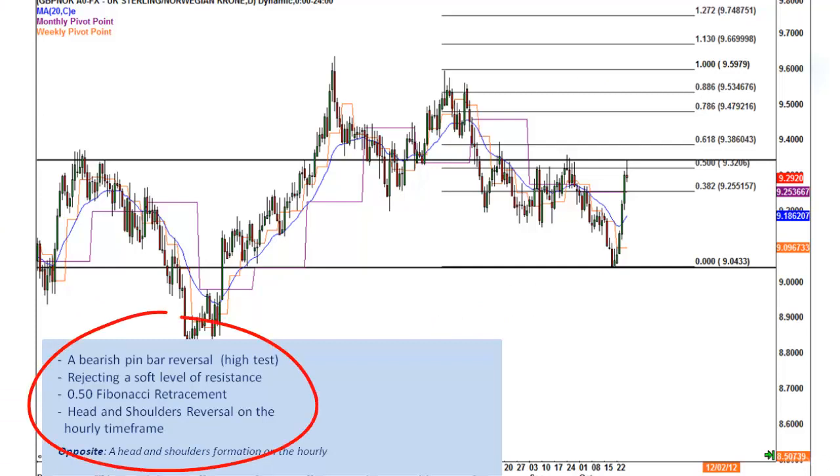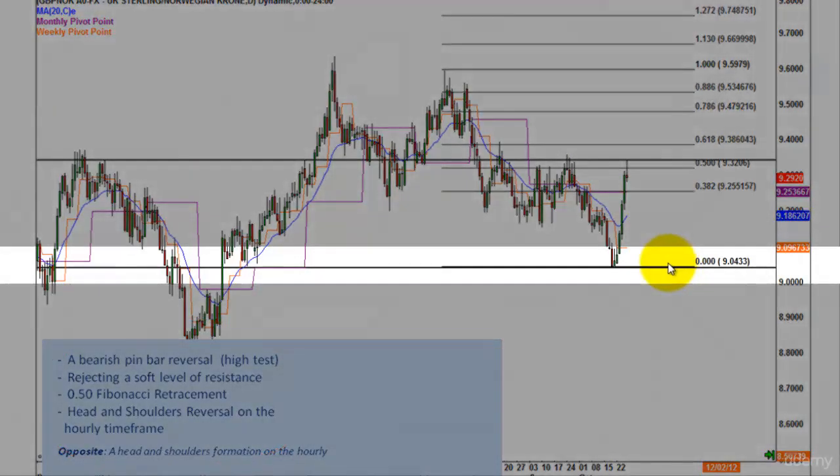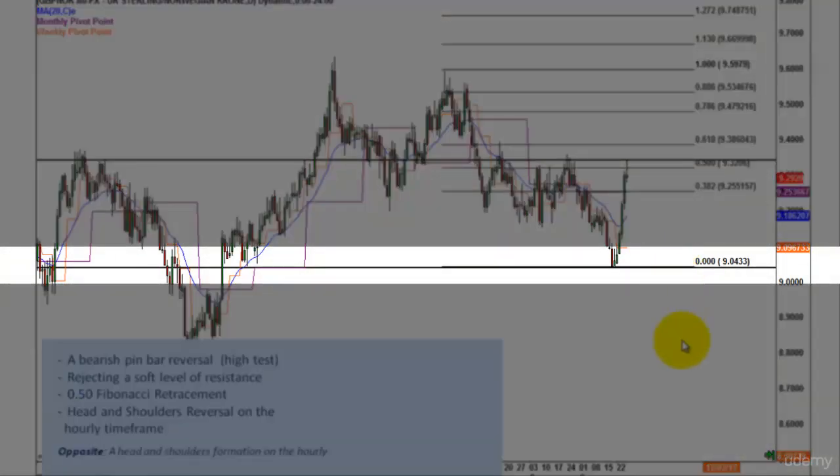In terms of targets, it makes a lot of sense to take it to the bottom or the next level of support down for a decent reward to risk here.